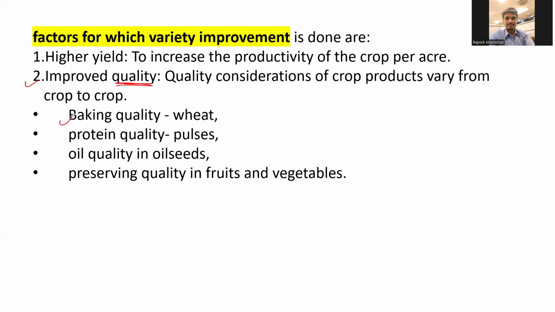Like the baking quality is important for the wheat. So I will improve the wheat for that character, baking quality. Then the pulses providing protein, high protein. So I will improve my pulses. I will do hybridizations of my pulses for protein only, so that my pulses carry more protein.